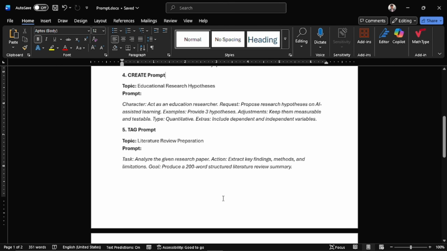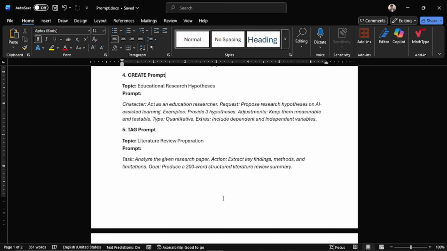The fifth one is the TAG prompt. So here we have taken an example on literature review preparation. So the task is to analyze the given research paper. That is the task. T stands for task. A is the action. Okay, extract key findings, methods, and limitations. G is the goal.